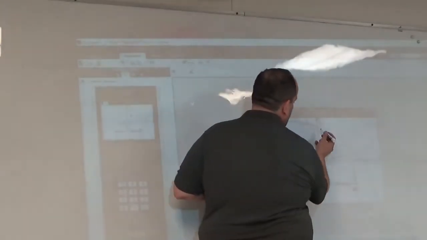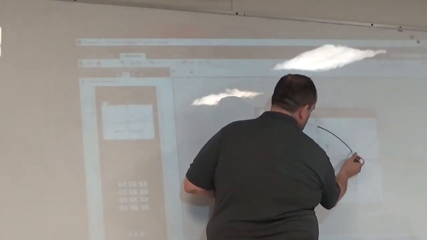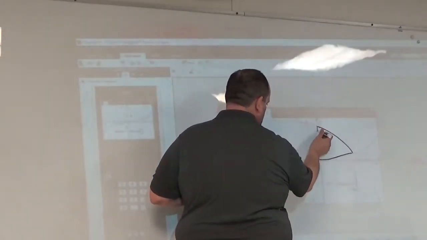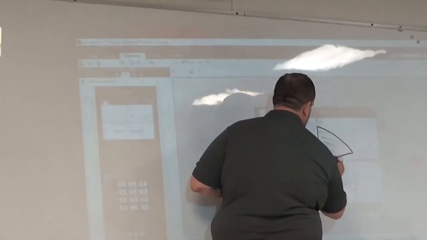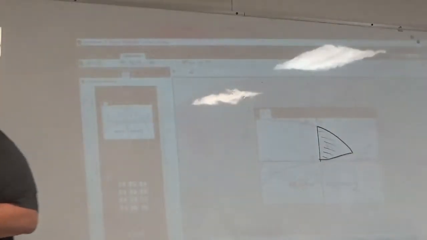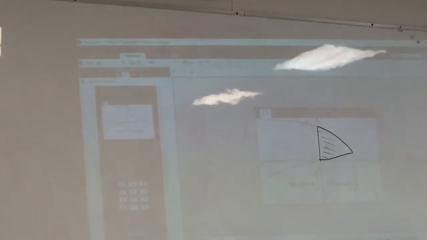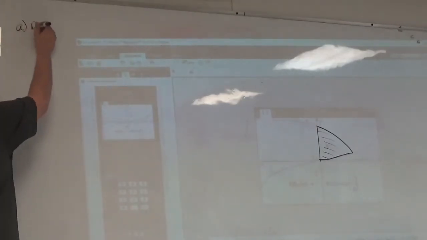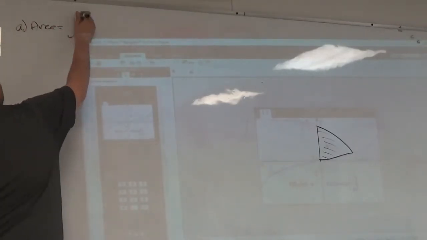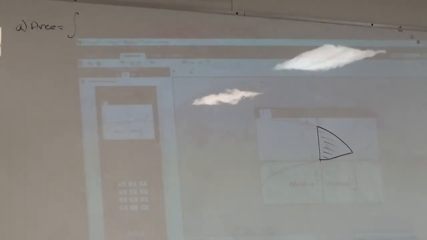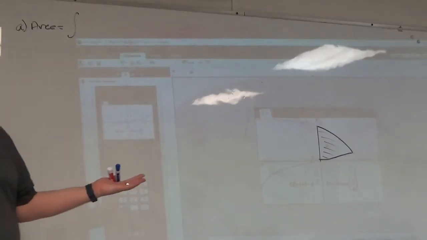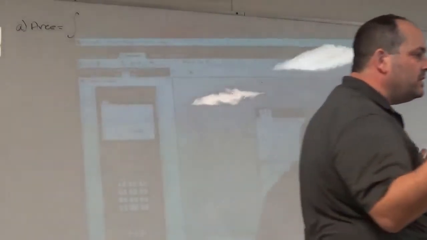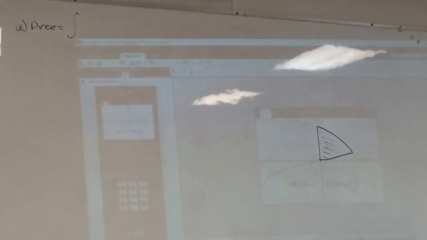If all goes well, the region that we're looking at should be that one. That's the one. Now, how am I going to get the area? Well, area is obviously going to be an integral. First conversation that we need to have is, what are your limits of integration? Where do you start? Where do you end?